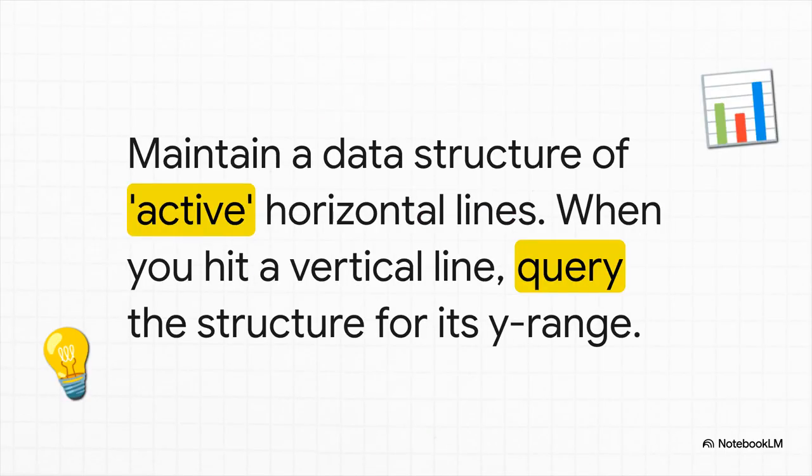And this, right here, is the aha moment. This is where the magic happens. Our state, remember that? It's not just a simple counter anymore. It's a data structure, something like a balanced binary search tree, that keeps track of all the active horizontal lines. So when our sweep line hits a horizontal start, we add that line's y-coordinate to our structure. When it hits a horizontal end, we remove it.